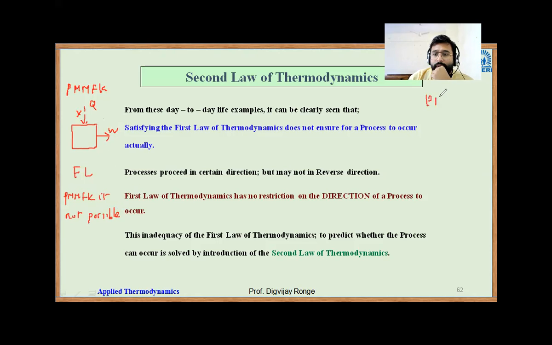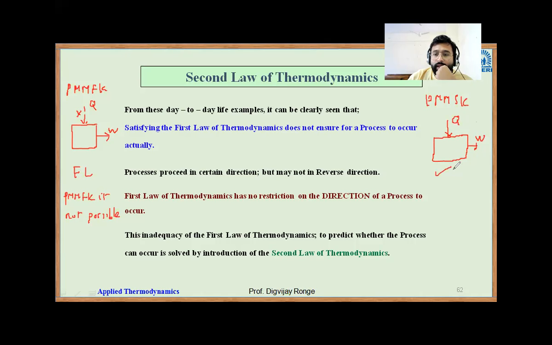First law suggests PMMSK, perpetual motion machine of second kind. What is it like? It is a machine. In that case there will be a heat input and all the heat is converted into work output. Okay, now this is valid by first law.